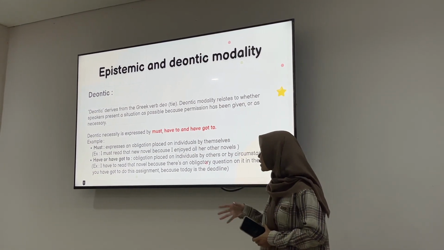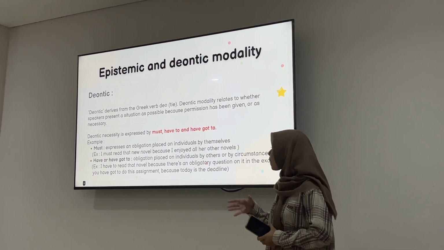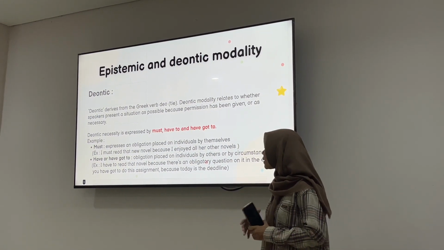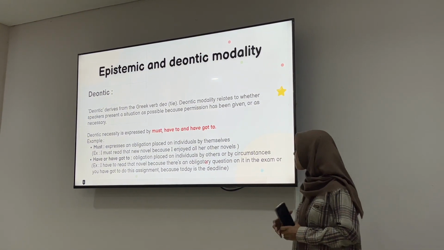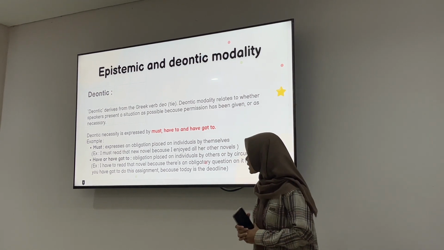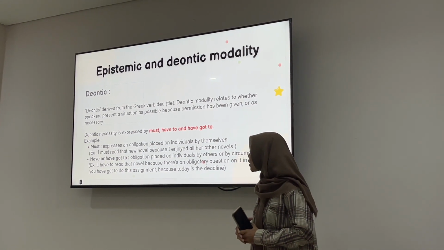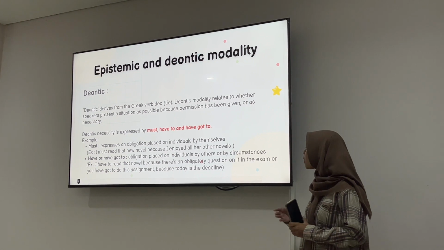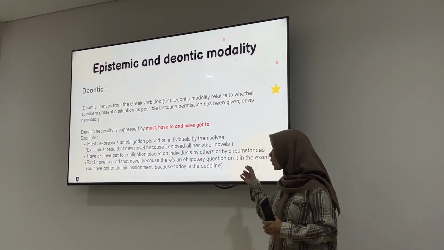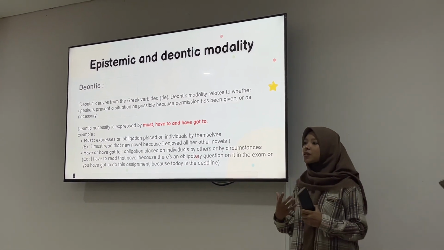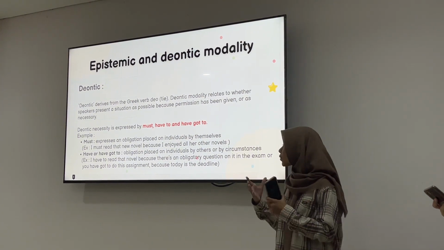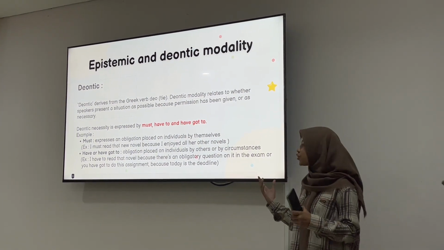We can look at the first example. We use must here to express an obligation placed on individuals by themselves. For the first example, I must read that new novel because I enjoy all her other novels. So in this sentence, I read the novel because of the individual factor. I want to read the novel because I like the novel, I enjoy the novel.